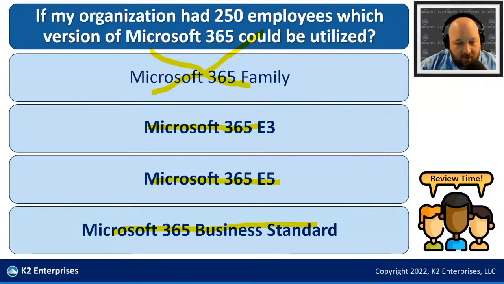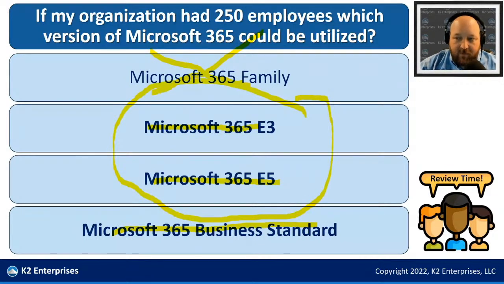Now, if I have 300 users, my only two options are going to be the E3, the E5, and the F plans.